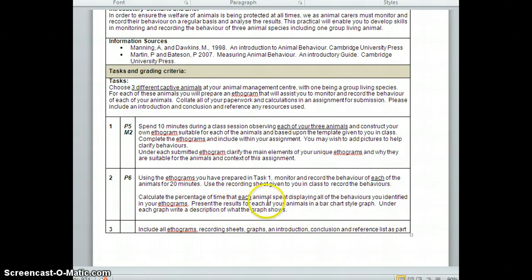Present results for each of your animals in a bar chart style graph. Now that's really important because it clearly shows you exactly what you need to do. Under each graph, write a description of what the graph shows.